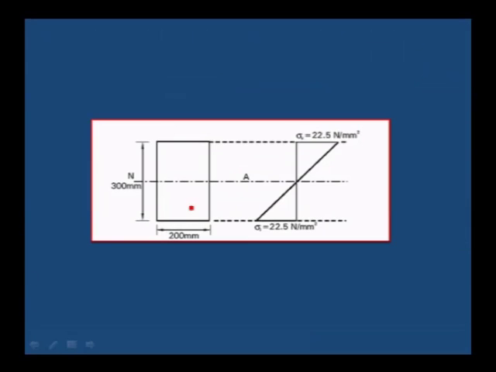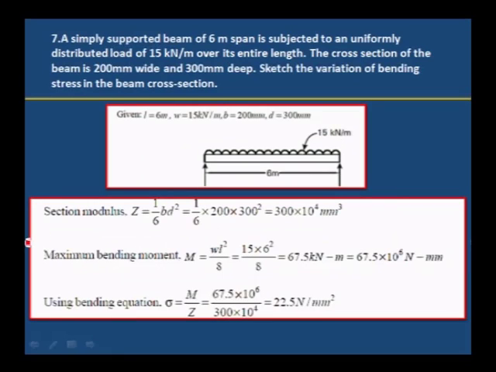Let us see how to draw the bending stress distribution. First, draw the size of the beam, 300 mm depth and 200 mm width, and locate the centroid. The centroid distance will be d by 2. It is a rectangular section, that is why it passes exactly at the center of the depth, that is d by 2. This is the neutral axis. We have the value of sigma, that is the bending stress, 22.5 newtons per mm square.